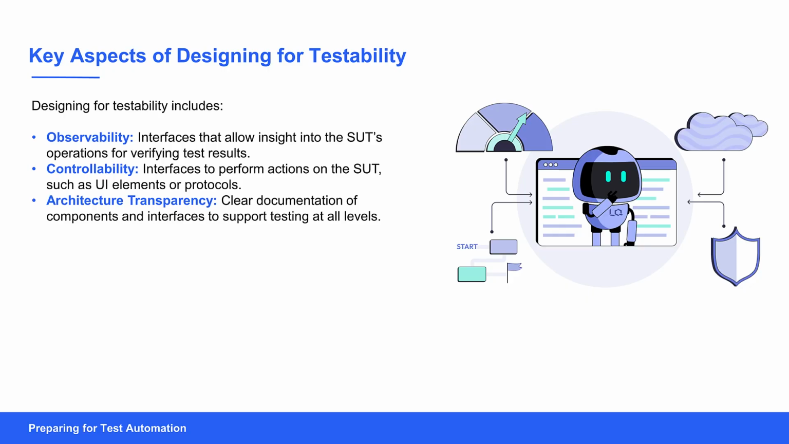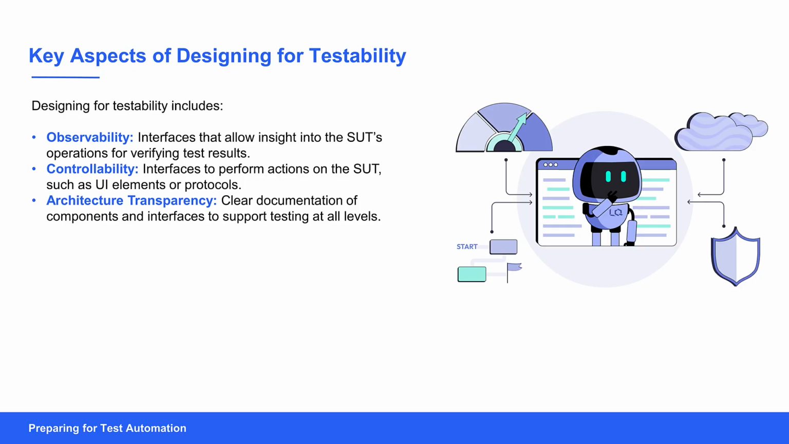The second aspect is controllability. The SUT must provide interfaces that allow testers to perform actions on it. These could be user interface elements, function calls, or communication protocols like TCP/IP or USB. Controllability is about ensuring that testers can simulate user interactions, change system states, or trigger events during testing. This ability to control the SUT is essential for comprehensive testing, especially in complex systems.